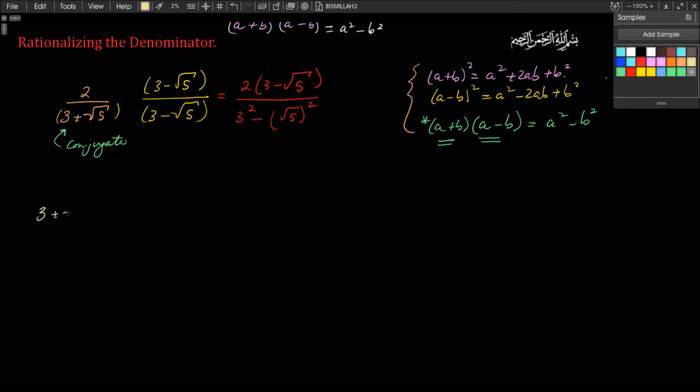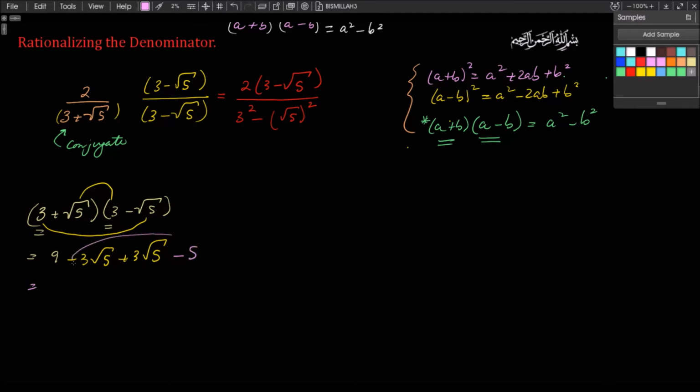Now, if you didn't know that, you would just FOIL this. Watch. 3 plus square root of 5 times 3 minus square root of 5. Now, if you FOIL this, you get first, which is 3 times 3, that's 9. And then you do the outer with 3 times negative square root of 5, which is minus 3 square root of 5. And then you would do the inner, which is over here, plus 3 square root of 5. And then you would do the last, which is square root of 5 times negative square root of 5, and that is just simply negative 5. And then you would see that these are opposite and they cancel each other out. That becomes 9 minus 5, which is what we're going to get over here.